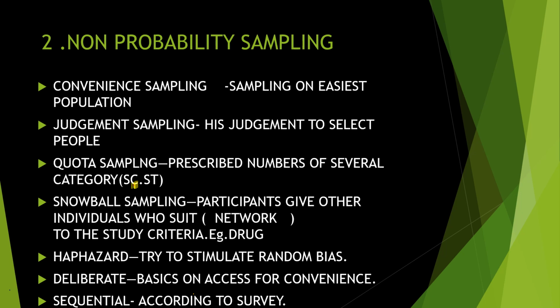Next is haphazard sampling, which tries to stimulate random selection. According to our own bias and stimulus response, we are taking the samples. That is what is called haphazard sampling.